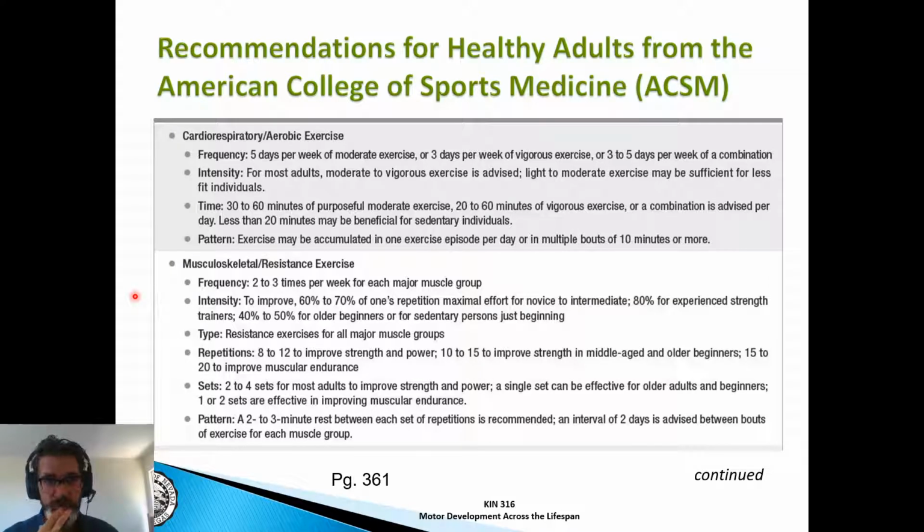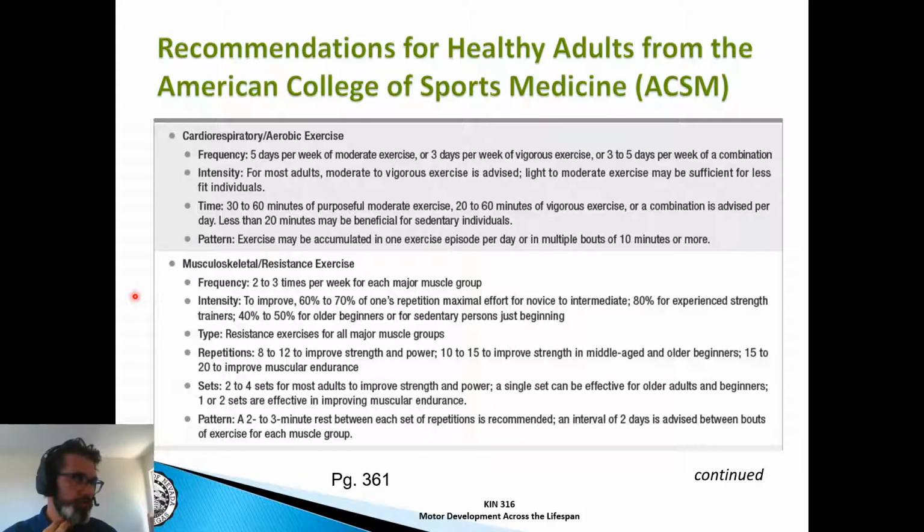Oh, what do you know? Here it is. So yeah, 5 days per week of moderate exercise, or 3 days per week of vigorous exercise, or 3 to 5 days per week of a combination. Time: 30 to 60 minutes of purposeful moderate exercise, or 20 to 60 minutes of vigorous exercise. So yeah, you want to get around that mark, however you want to split it up.